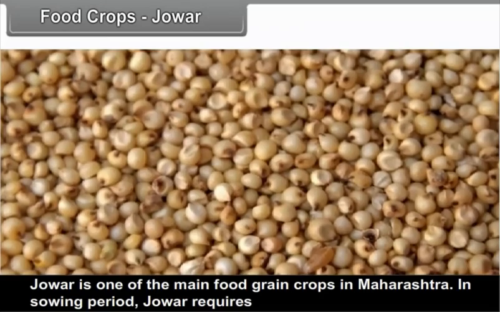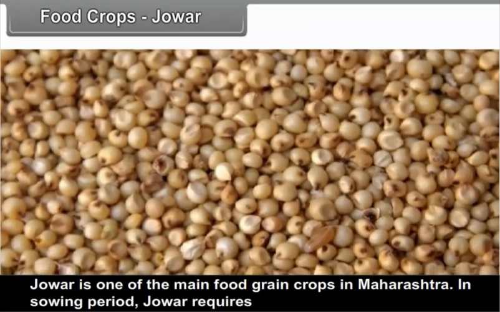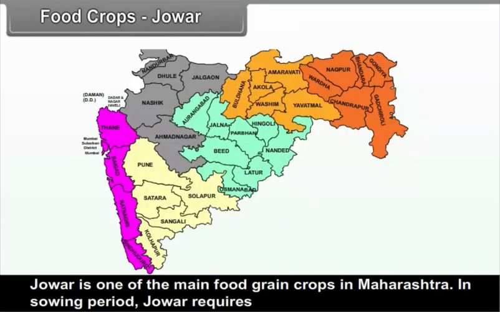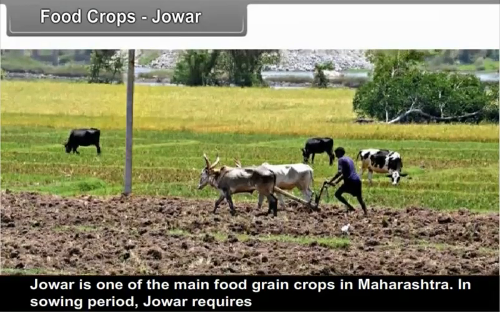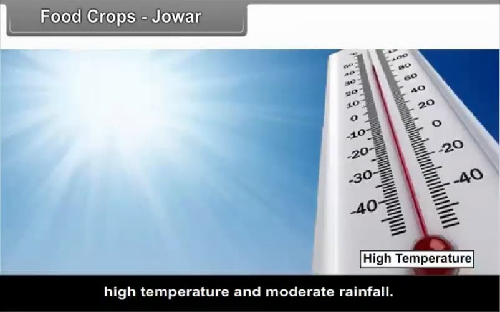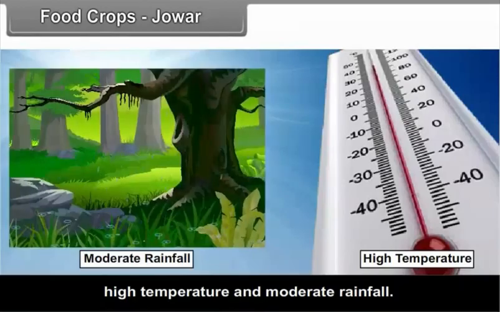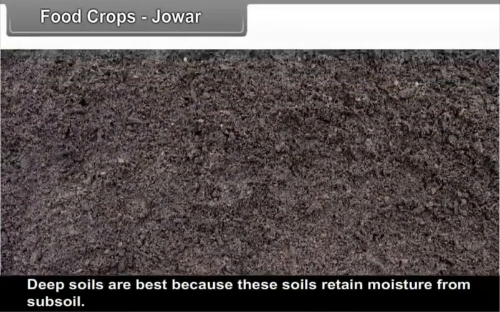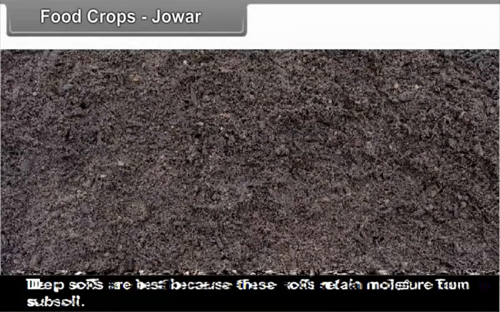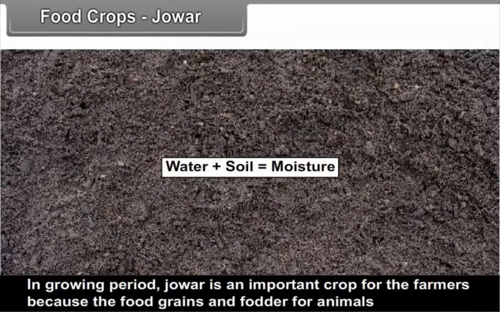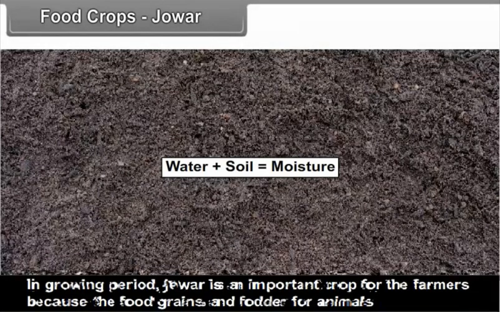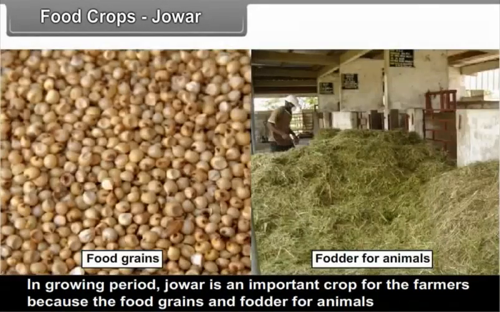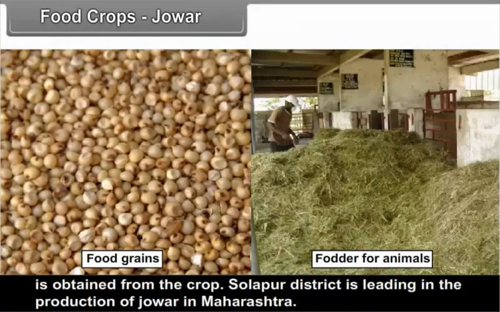Food crops. Jowar. Jowar is one of the main food grain crops in Maharashtra. In the sowing period, jowar requires high temperature and moderate rainfall. Deep soils are best because these soils retain moisture from the subsoil. Jowar is an important crop for the farmers because food grains and fodder for animals are obtained from the crop.